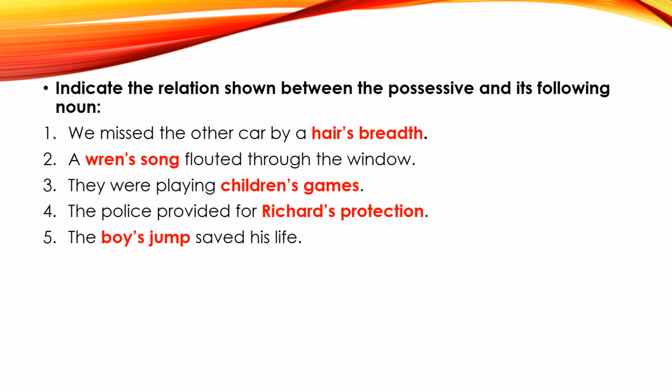Okay, this is an exercise from your book. You can see it on page 138. Exercise 11.9 or exercise 9. I haven't written all the exercise, I only wrote 5 اللي هي طبعا يتكون من 10. Indicate the relation shown between the possessive and its following noun. أنا خليت لكم إياه wrote it in red, highlighted in red, so it would be obvious. It is in bold or it is in italics in your book.